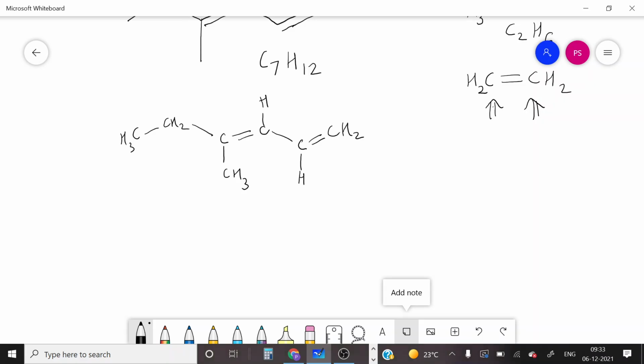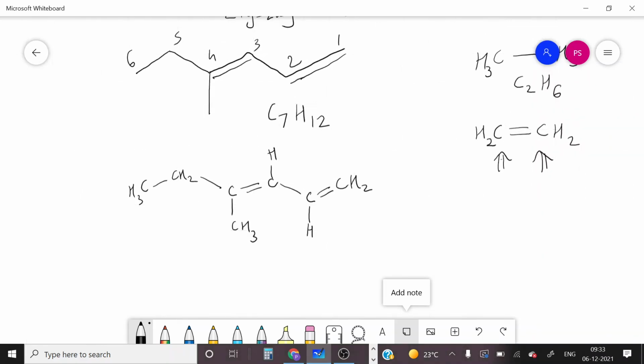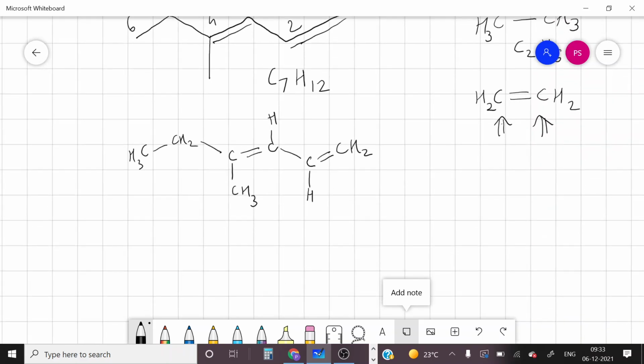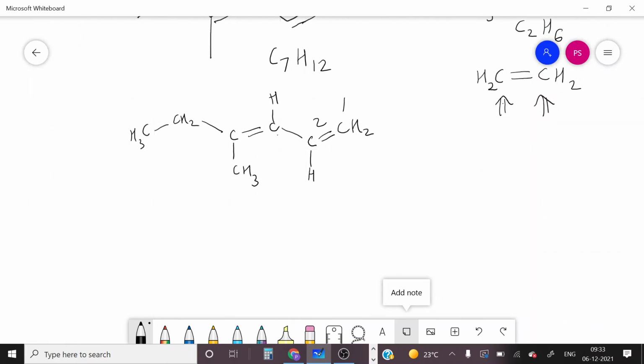Now what is the nomenclature? You have to give the numbering. The longest chain is a 6-membered chain, and remember that here the principal functional group is the carbon carbon double bond. So numbering should start with the lowest number for the carbon carbon double bond. Now the root word for this compound is hex.